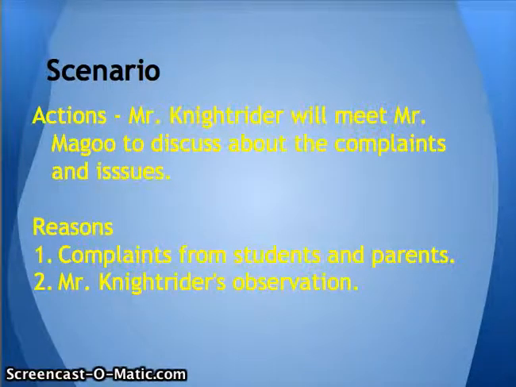Mr. Knightrider has called for a meeting with Mr. Magoo to talk about these complaints and address the issues he is having. This is partially because of the complaints, but also because of an observation he did in Mr. Magoo's classroom. Mr. Magoo recently attempted to teach his students the value of each type of coin and how to add up the value of several coins together.